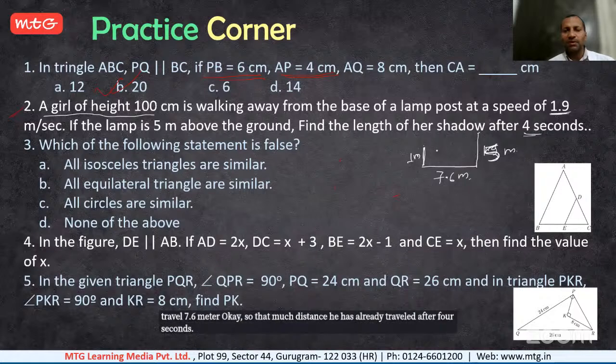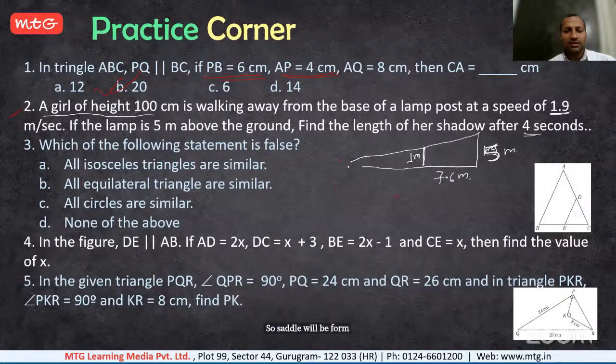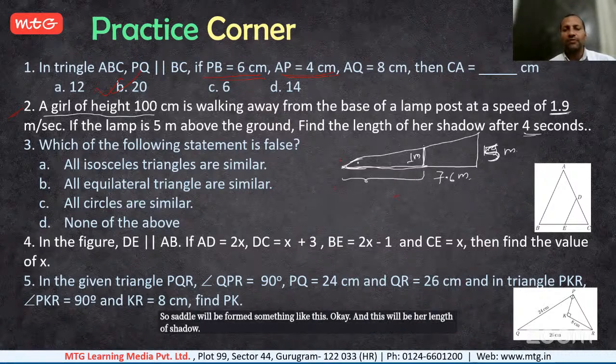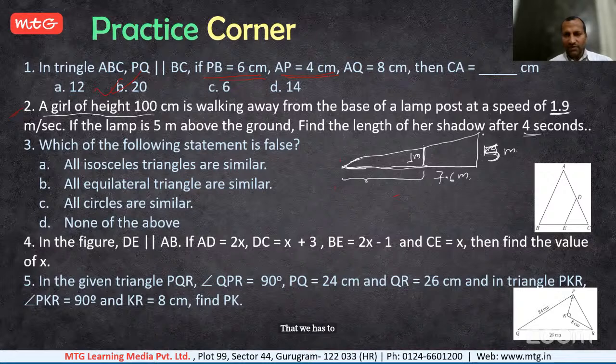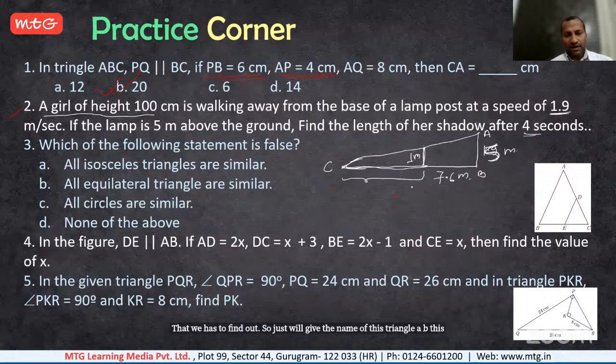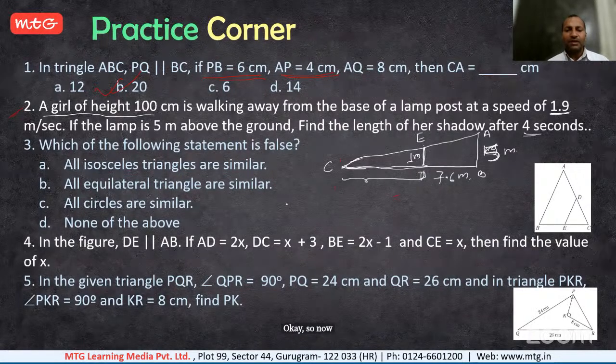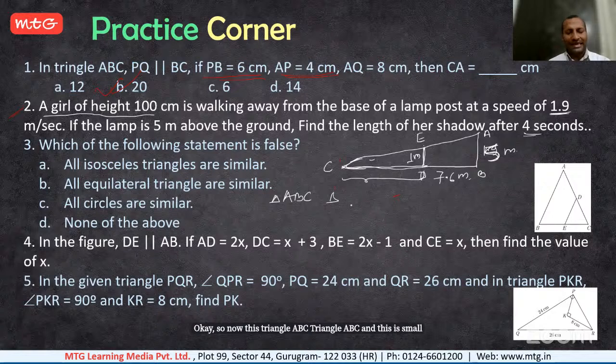So it is asking what will be the length of her shadow. The shadow will be formed something like this, and this will be the length of the shadow, which we have to find out. So I will name the triangle: A, B, this is C, then this is D, and this is E. Now this is triangle ABC, and this is the small triangle EDC.